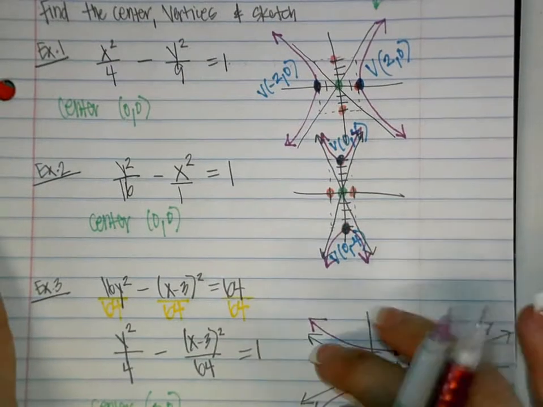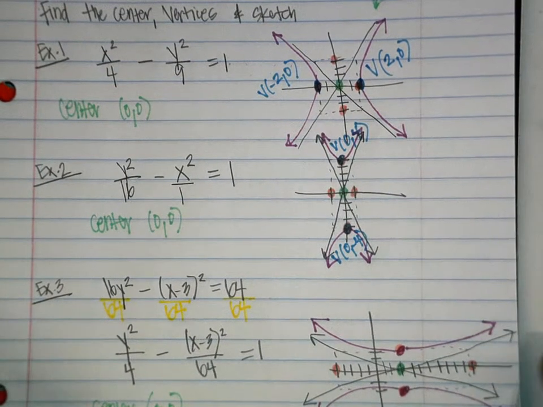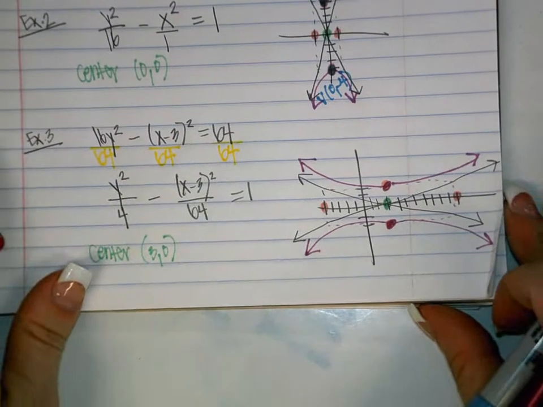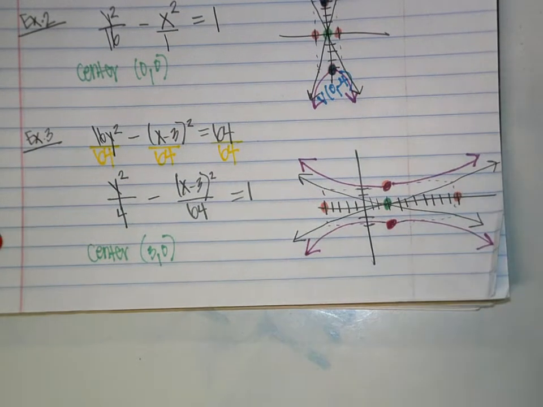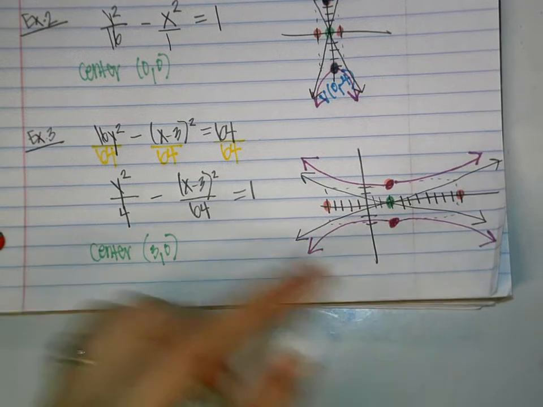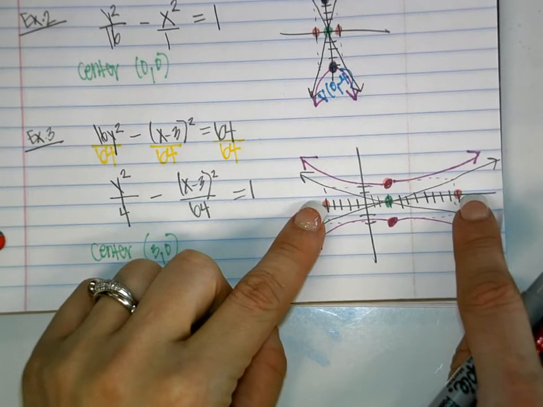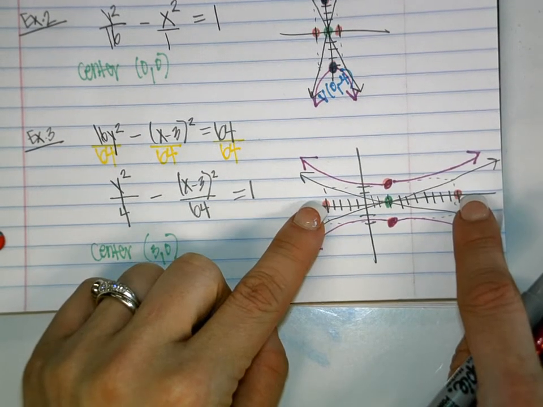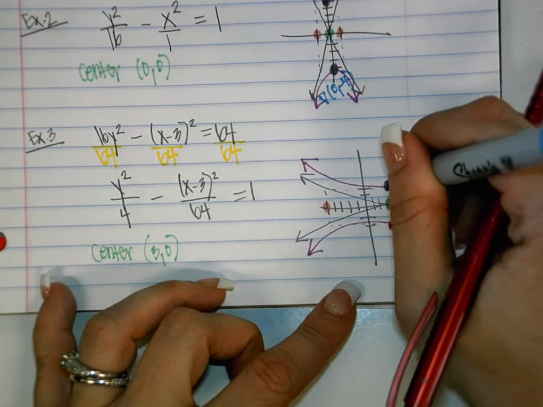And finally, where are my vertices? Up and down or side to side? It doesn't make any sense to have them side to side. That's not even on your drawing. So up and down. So label the vertex.